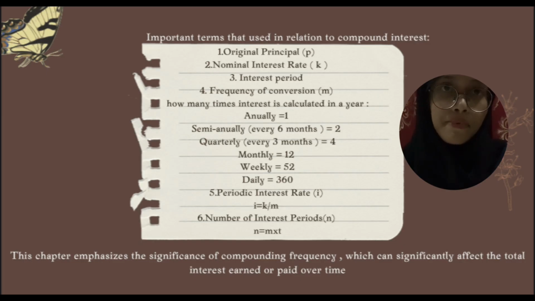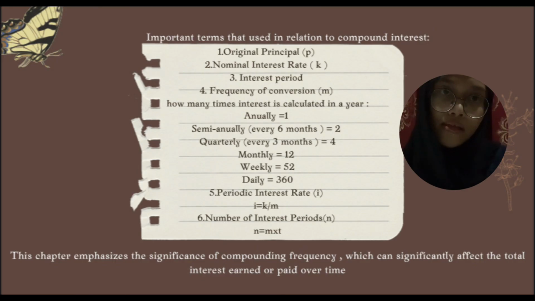Now let's get to know some important terms that are used in relation to compound interest. 1. Original principal, P. 2. Nominal interest rate, r. 3. Interest period, t. 4. How many times interest is calculated in a year, such as annually, 1; semi-annually, 2; every 4 months, 3; quarterly, 4; every 2 months, 6; monthly, 12; weekly, 52; daily, 360. 5. Periodic interest rate, i. 6. Number of interest periods is the total number of periods during the investment, calculated as n equals mt.